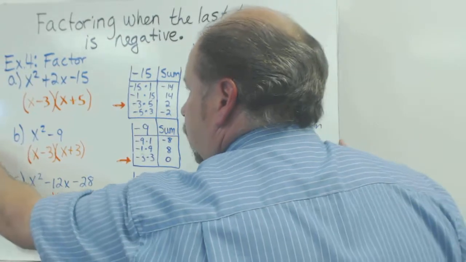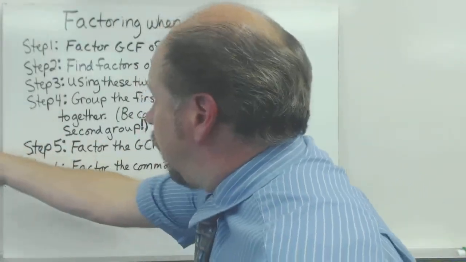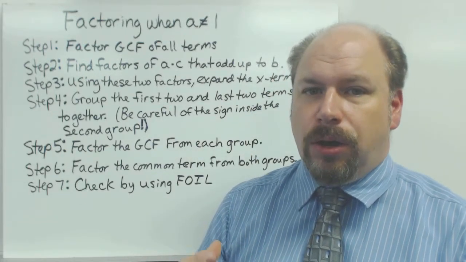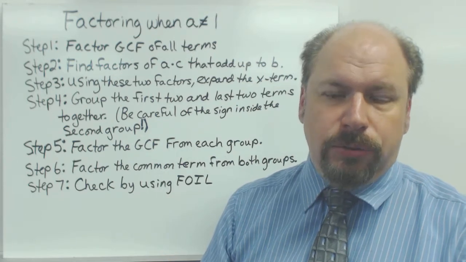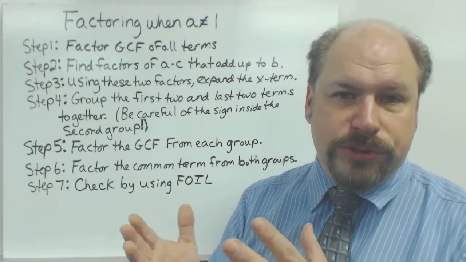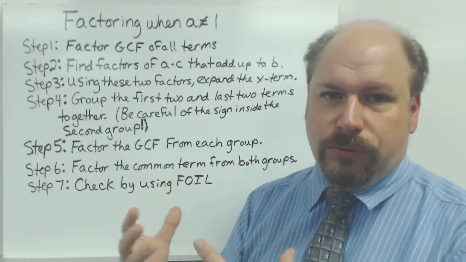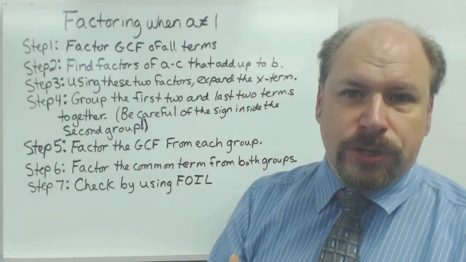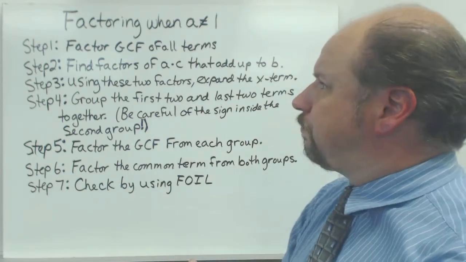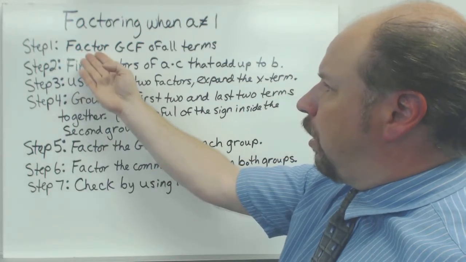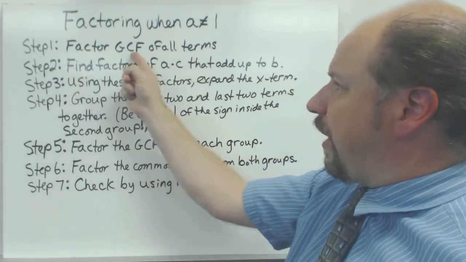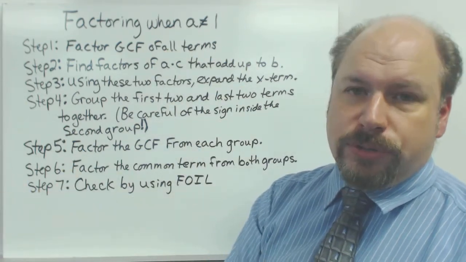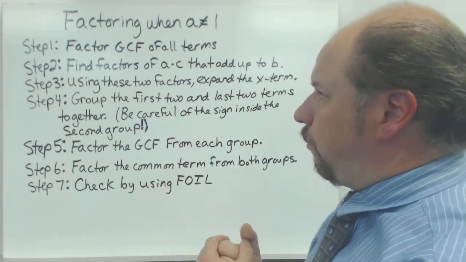Okay, so one more thing to talk about here, and that is when our a value is not equal to 1. So hopefully you've noticed so far, every example we have done, our a value has been 1. So just x squared, not 2x squared or 4x squared, it's just been x squared. So now we need some different tools for when our a value is not 1. So our first step, of course, we always want to do this, is factor the greatest common factor of all the terms. So if there's something we can take out first to help us make the number smaller, let's go ahead and do that.